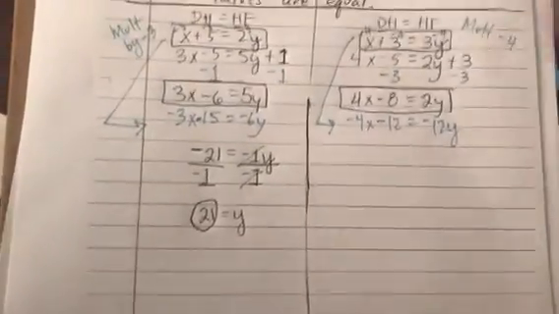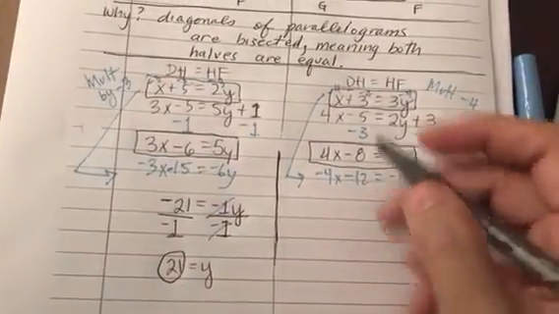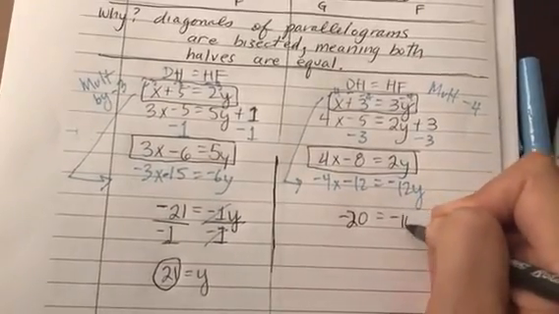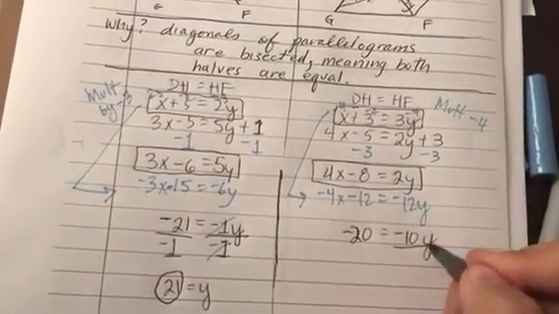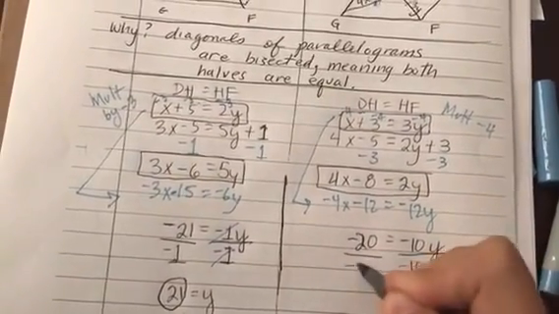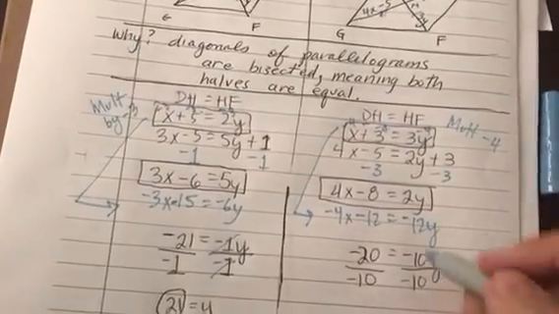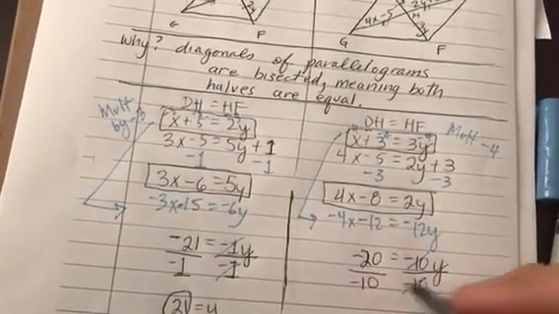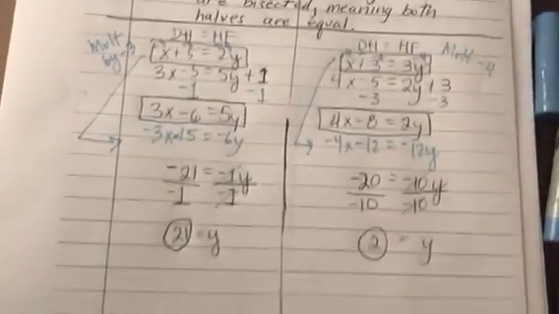Now I'm going to do the same thing on this side. These would cancel. This would be negative 20, and that would be negative 10y. So doing the same thing, dividing by negative 10 on both sides, I get negative 10 divided by negative 10, goes away, and y is equal to positive 2.